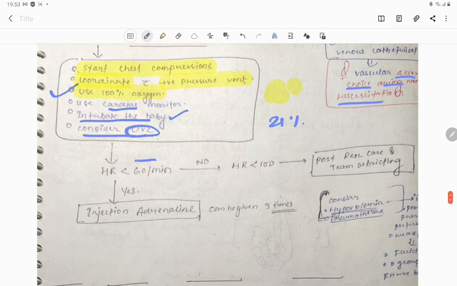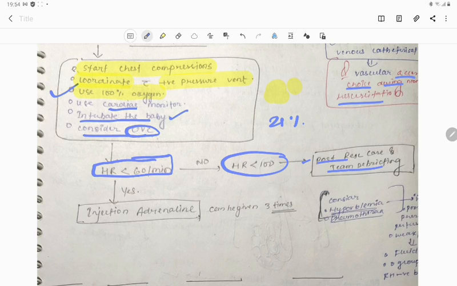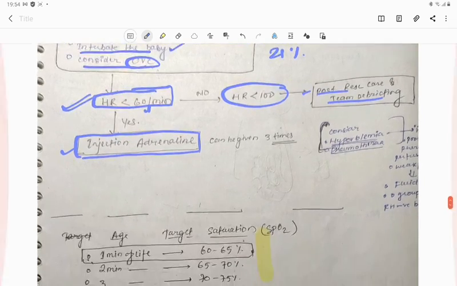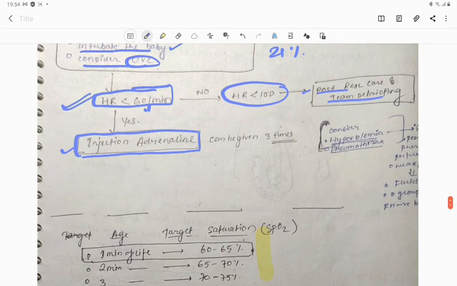Again, if the heart rate is less than 60 or not, right? If it is more than 60, now we check if it is more than 100. If it is more than 100, we go for post resuscitation care and team debriefing. But if again it comes out to be less than 60, we inject adrenaline, right? We inject adrenaline. And regarding adrenaline injection, I would like to mention a few points.